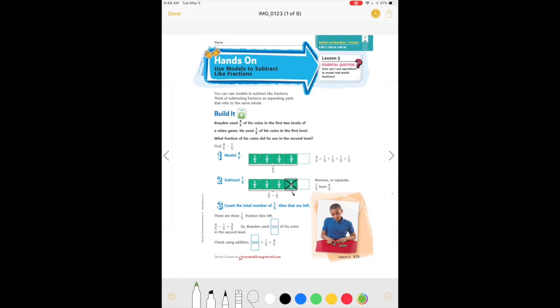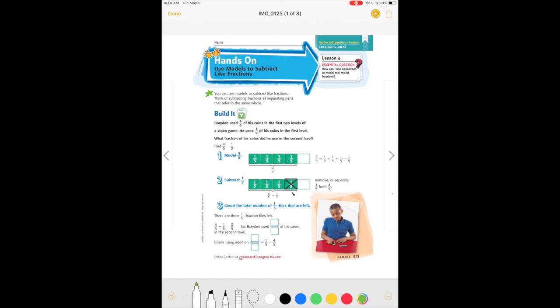All right, so let's jump into lesson 3. Hands-on, use models to subtract like fractions. Read up here. We always read up here because it tells us a little bit about what we're going to be doing. You can use models to subtract like fractions. Think of subtracting fractions as separating parts that refer to the same whole.